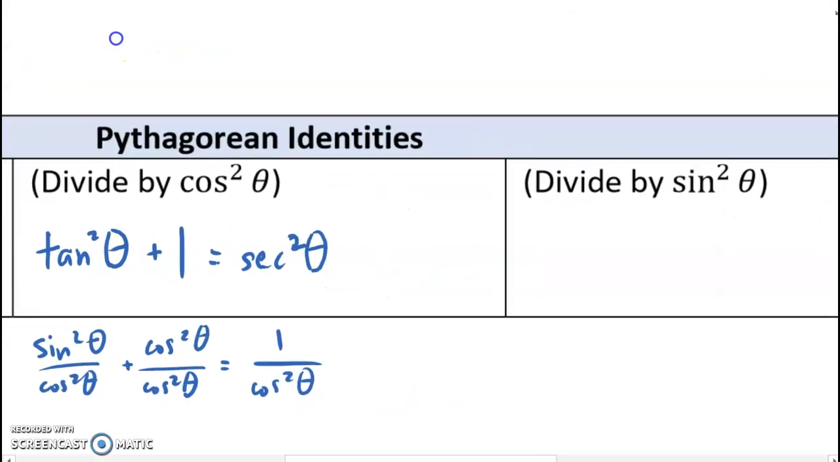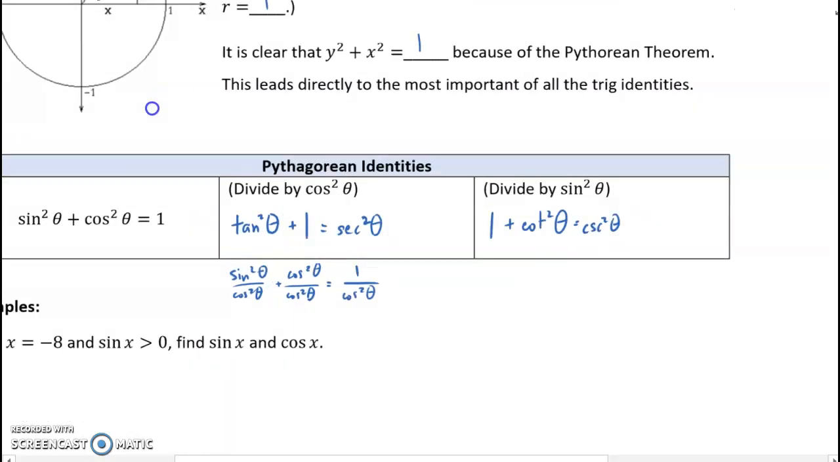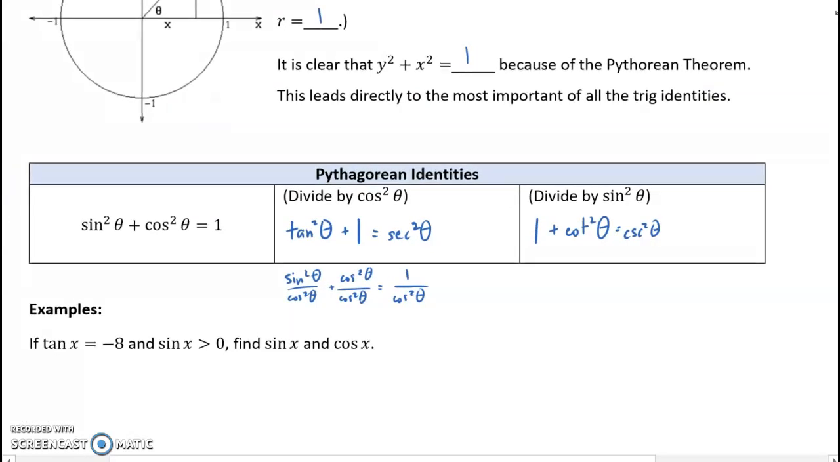And then if we wanted to try one more time, take that original sine squared plus cosine squared equals 1 and divide everything by sine squared, then we'll end up getting 1 plus the cotangent squared of theta is equal to the cosecant squared of theta. You should memorize all three of these identities, but if you have the first one memorized, then you can derive the other two pretty quickly, the way I just explained.